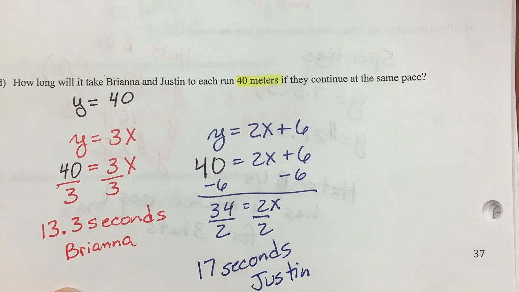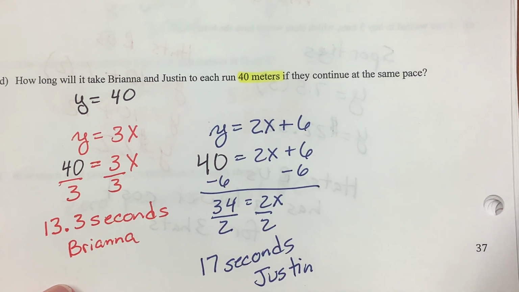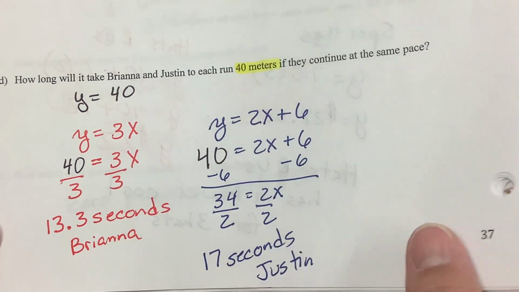So who's going to win this one? How long will it take Justin and Brianna to each run 40 meters? Well, Brianna's 13.3 and Justin is 17. It didn't ask me who won, but we know who the winner is. By the way, think about it. Who won that first race? Figure it out. It's not that easy.